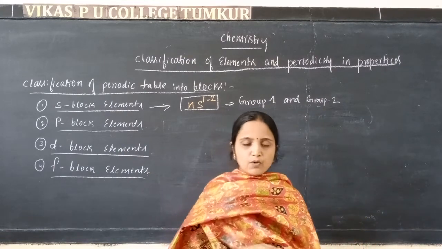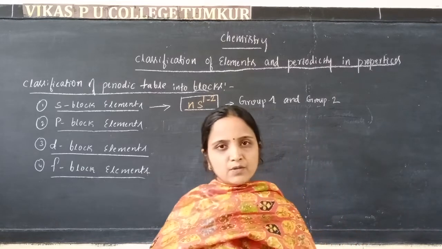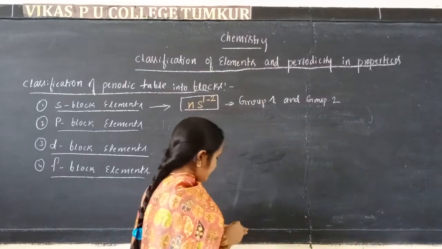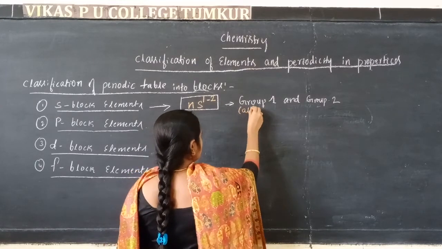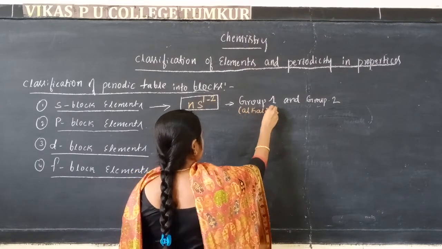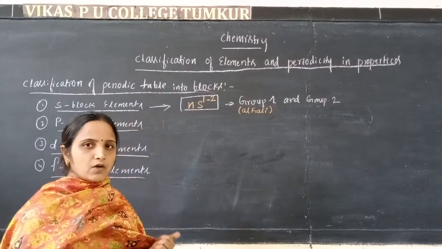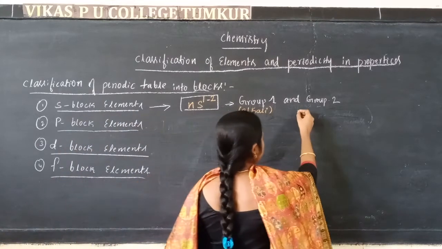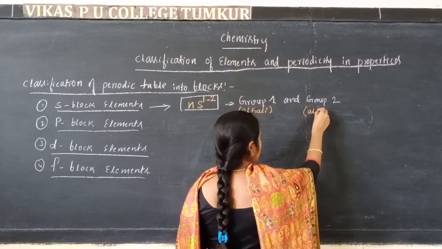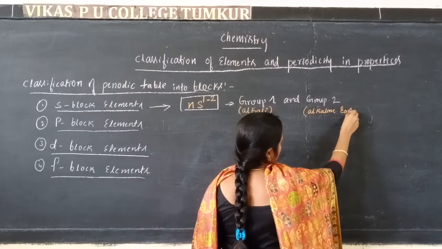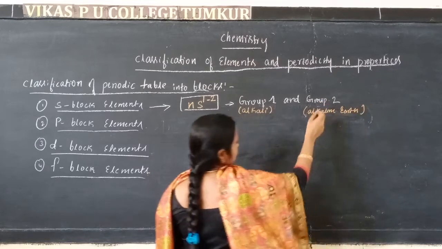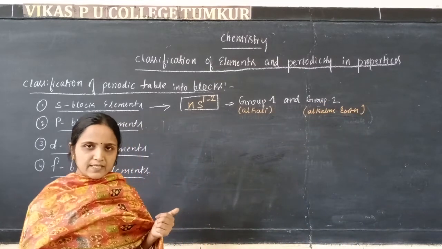Group 1 elements we call alkali metals. Group 2 elements we call alkaline earth metals. This is about the S block elements.